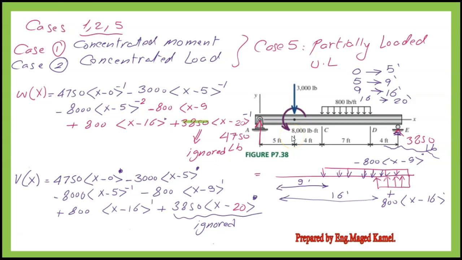Minus, because this is acting anticlockwise, minus 8,000 multiplied by x minus 5 raised to the power of minus 2, minus 800. And we'll stop here. Since this uniform distributed load is localized for a span of 7 feet, we extend to the end. Then we will add an upward uniform load acting for the last 4 foot width.